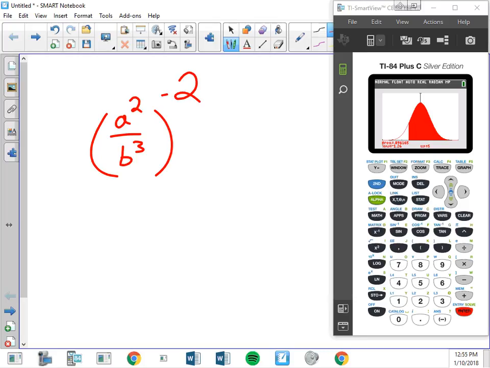Do I flip both of them? Yes, they're both underneath the negative. So I flip them both. B to the 3rd over a squared raised to the 2nd. Good. Now what? I bring this in.